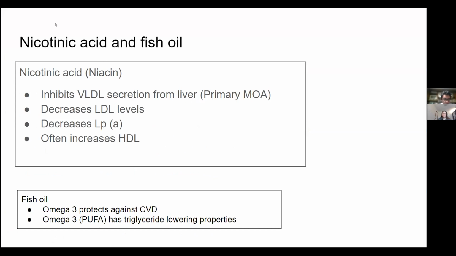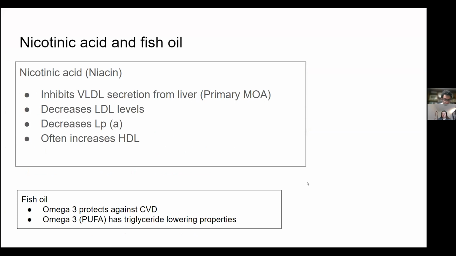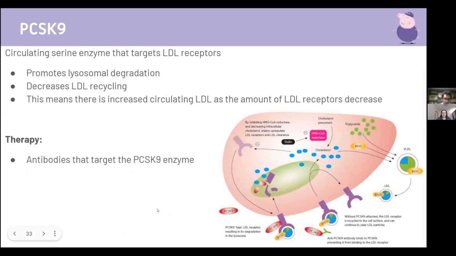These are less significant. You have niacin, which inhibits VLDL secretion from the liver, which is the lipoprotein that deposits fats and cholesterol over the body. It decreases LDL levels as a result of that, and often increases HDL levels. Fish oil is protective against cardiovascular disease and lowers triglycerides.